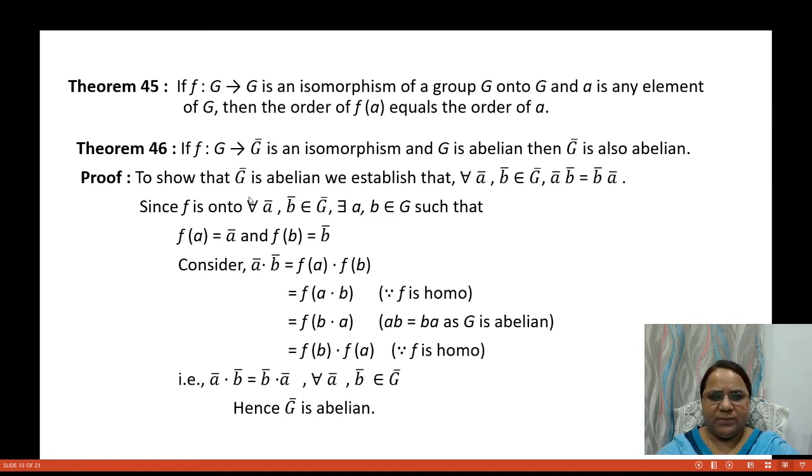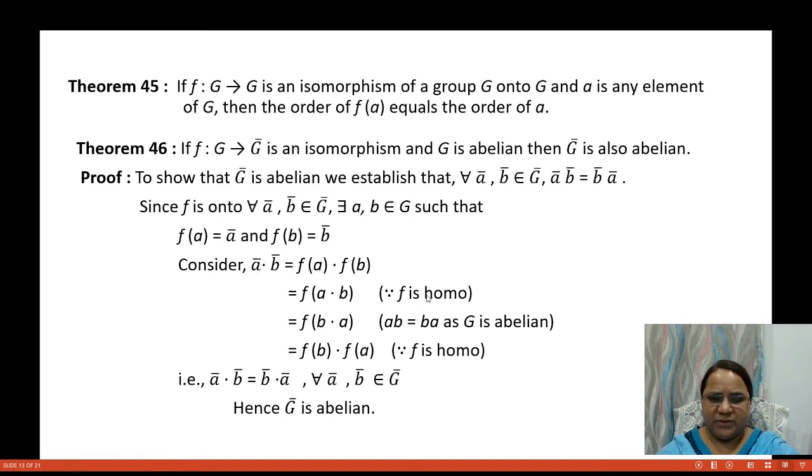Now to show that G bar is abelian, we need to establish that for all a bar, b bar belongs to G bar, a bar dot b bar must be equal to b bar dot a bar. That is the commutative law we have to prove. Since f is onto, for all a bar, b bar belongs to G bar, there exist some elements a, b which belong to G such that f of a is equal to a bar and f of b is equal to b bar. Consider the product a bar dot b bar, which is equal to f of a, f of b.